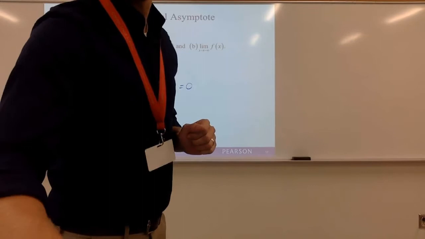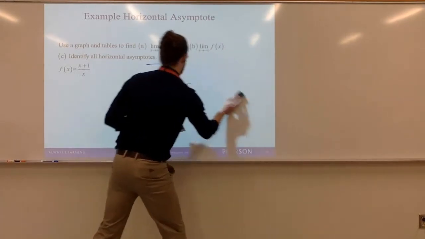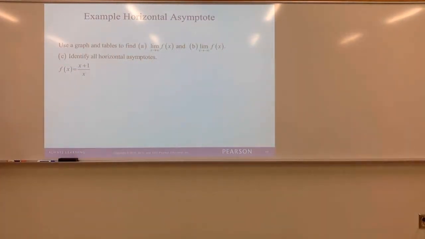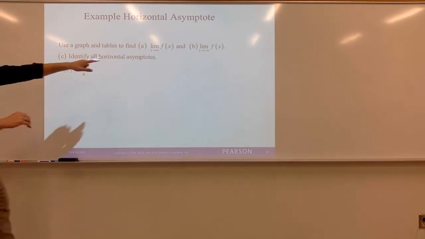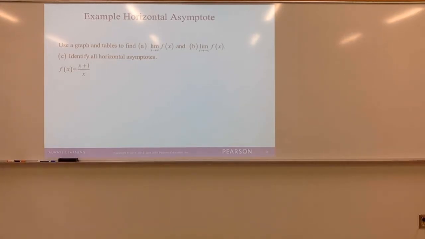Then let's try this one here. It says identify all horizontal asymptotes. That's the same thing as finding the limit as x approaches infinity or x approaches negative infinity. Let's try this one, and then we'll also look at the graph and the table for this to get all vantage points of this function and what's actually going on here. This one is actually simpler than the examples that we did before. It might even be to a point where you can do it without writing down a whole bunch of work.